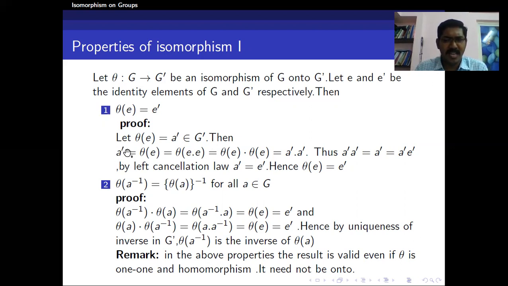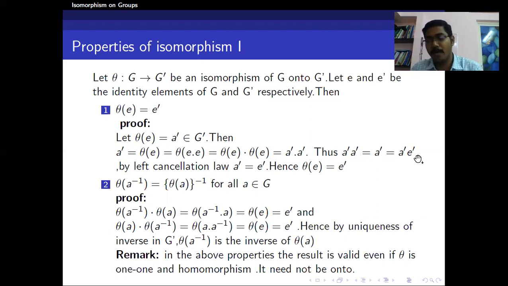Now A dash is equal to theta of E, and we can write E as E into E because E is an identity element. However many times you multiply E, the result is E. So we can replace E by E dot E. Theta is an isomorphism because it is given in the problem. So we can write theta of E dot E as theta of E into theta of E. Theta of E is A dash. So we get A dash into A dash. Thus A dash into A dash is equal to A dash.